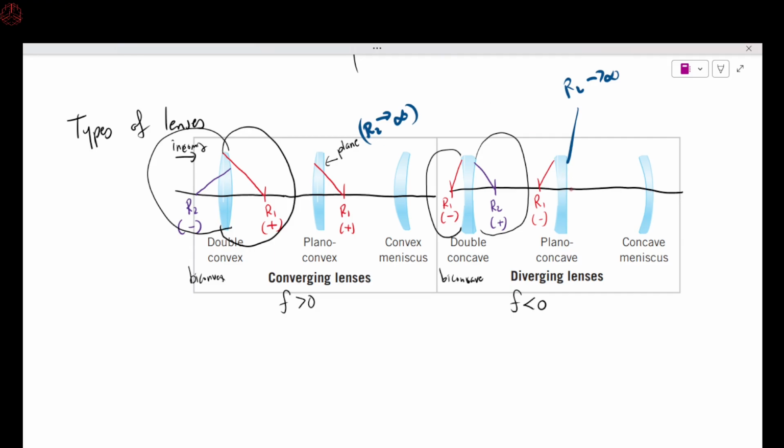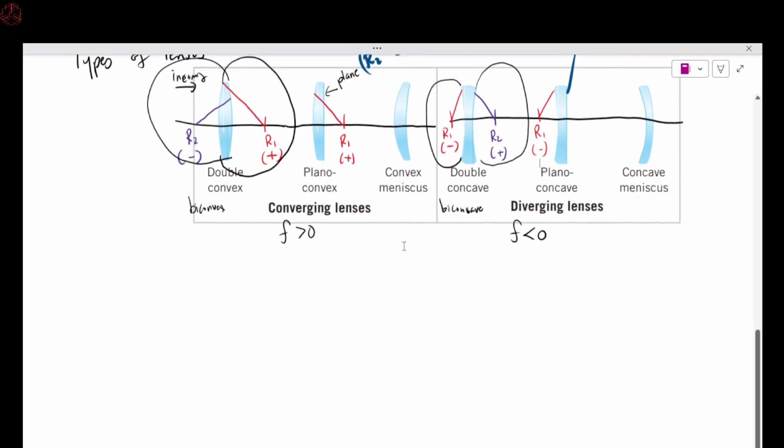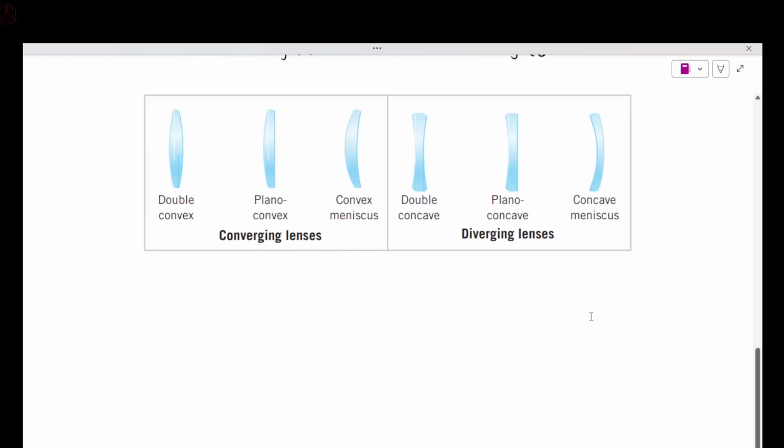All right. So now we want to move on to the meniscus cases. When you do your problems, how do you know if it's a convex meniscus or a concave meniscus? Is it the orientation? Not necessarily. What you do is you look at the thickness of the lens.